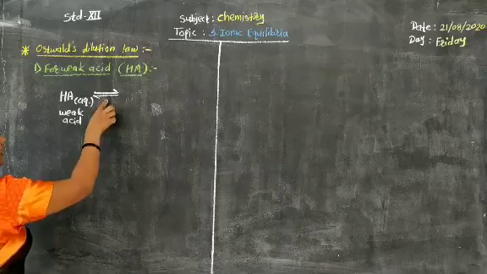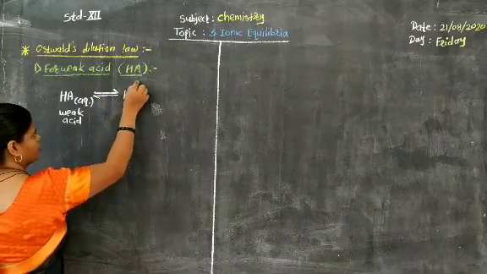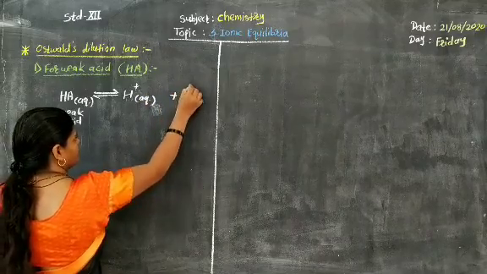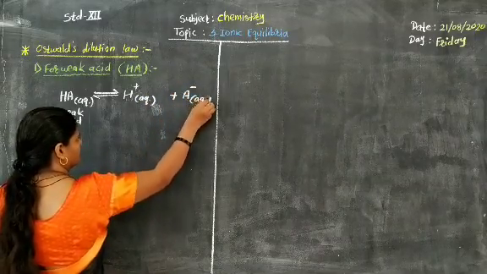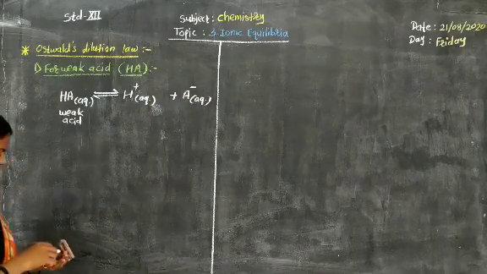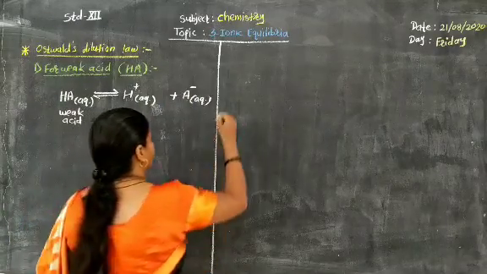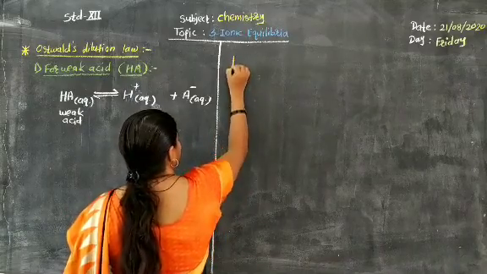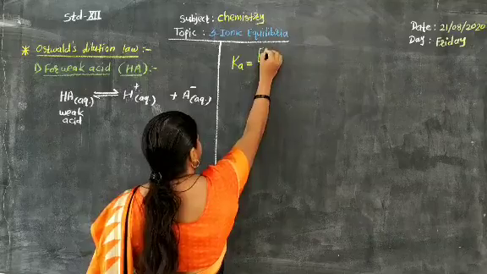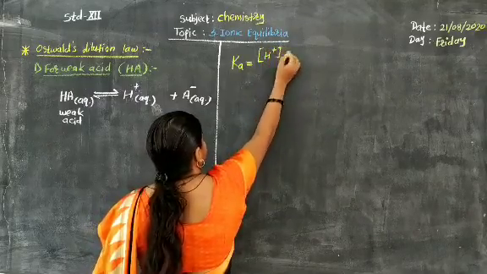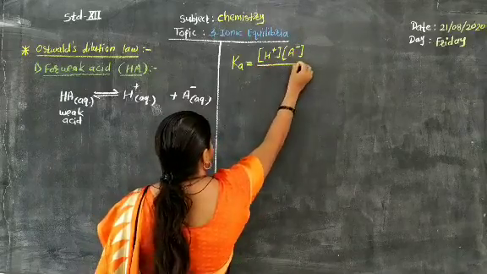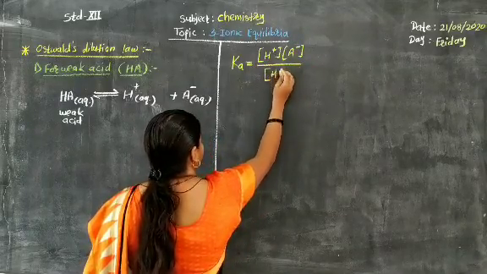Therefore, it dissociates at equilibrium to form H plus ions in the aqueous medium plus A minus ions in the aqueous medium. Now, by applying the law of mass action, the dissociation constant of this weak acid can be given as Ka is equal to, yesterday we discussed this formula, Ka is equal to equilibrium concentration of H plus into equilibrium concentration of A minus ion divided by equilibrium concentration of HA.